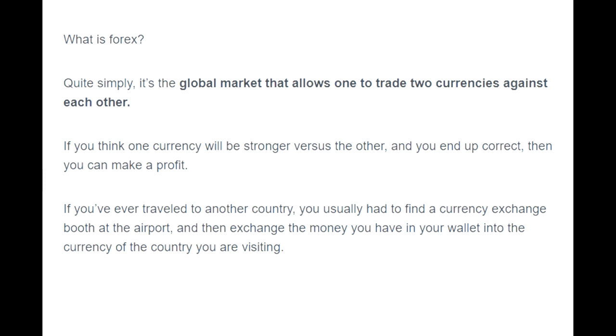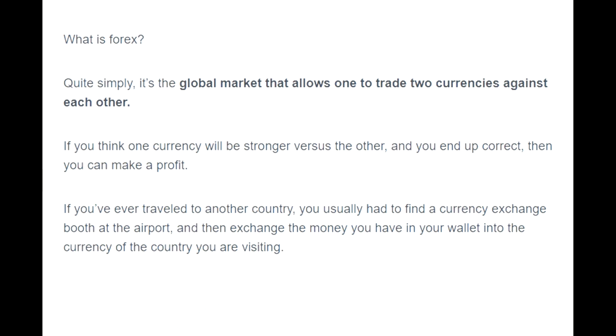Forex simply stands for foreign exchange. The FOR stands for foreign and the EX stands for exchange. This is a global market that allows one to trade two currencies against each other. Now, what this simply means is in Forex, you don't trade just one country's currency. No, you trade two currencies at a time, put one against the other while expecting the other to rise or fall in value. So you have the base currency and the quote currency. We're going to see that as we move forward.